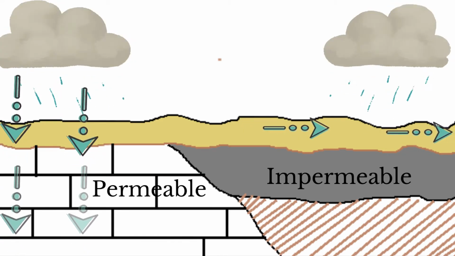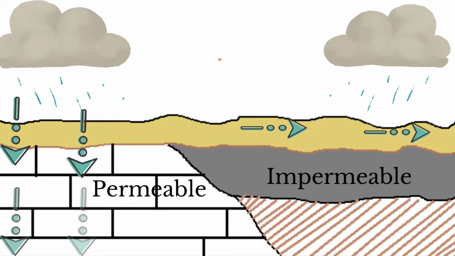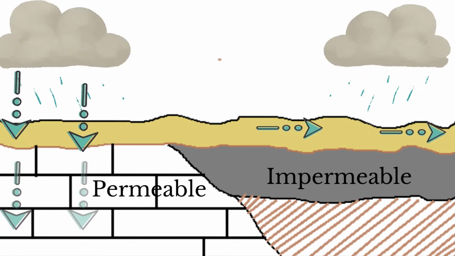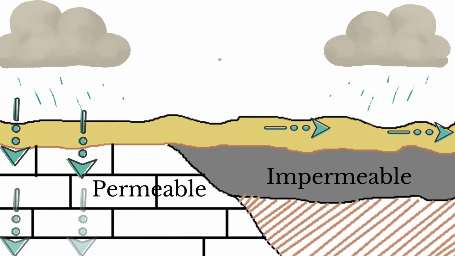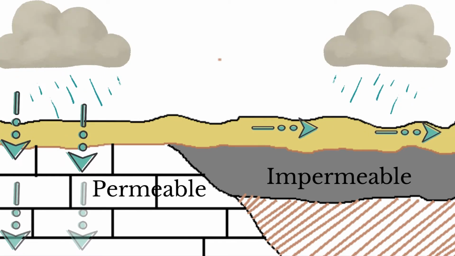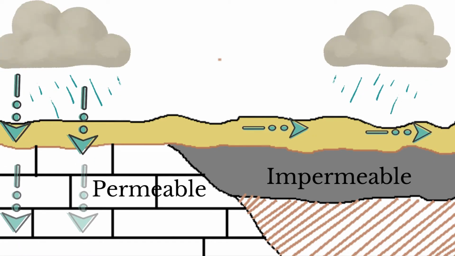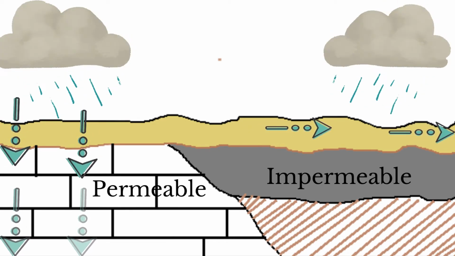If the rocks in a drainage basin are permeable, infiltration will be greater than runoff, which reduces the risk of flooding. However, where the rocks are impermeable, runoff will be greater, which reduces lag time and increases the risk of flooding.